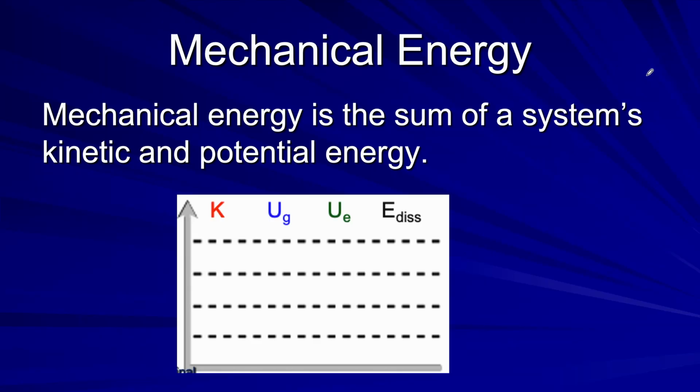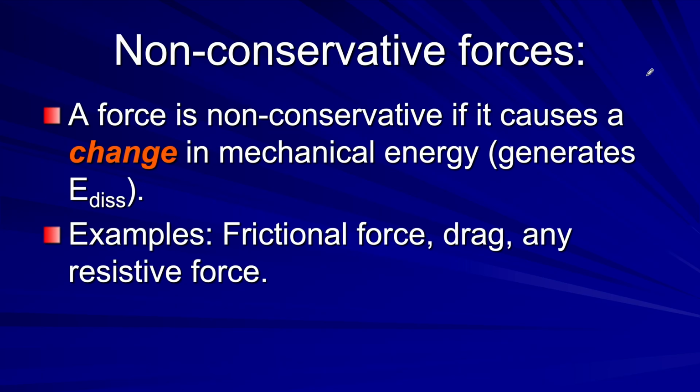So, in today's lecture, we're going to look a little bit deeper into energy, in particular, the E-dis portion of it, energy dissipated. Now, a quick reminder if I didn't already cover it, mechanical energy is the sum of the system's kinetic and potential energy. In this case, the potential is both gravitational and elastic potential energy. So, it's all of these three. E-dis is separate from that. But let's talk a little bit more about it.